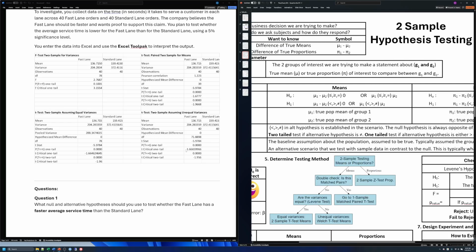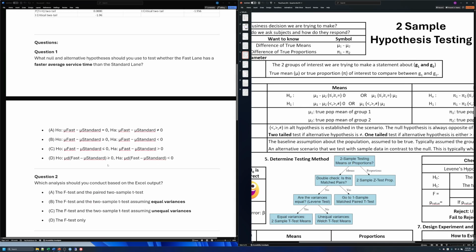Now, one question that we probably need to answer is, notice I've got a less than symbol here and a less than symbol here, but I've got them in two formats. This is a mu sub d, that's a matched pairs format, and this is just a two sample hypothesis testing format. So we need to determine which one we are dealing with. If we first decide that we're dealing with two sample testing, means or proportions, we want to double check that it's matched pairs.